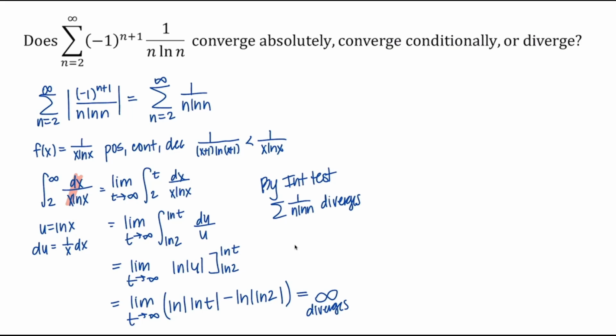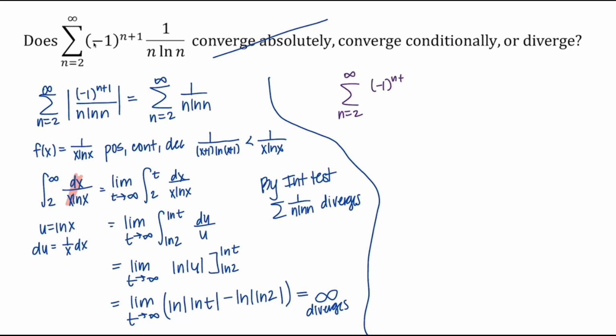So what do we know so far? That our original series does not converge absolutely. It would need to have converged here with just positive terms only to have converged absolutely. So now we're going to go ahead and check if it converges conditionally, if it converges on the condition that I keep the alternating part. So I'm going to put a little barrier here. And so we're going to consider the sum from n equals 2 to infinity of negative 1 to the n plus 1 over n natural log n.